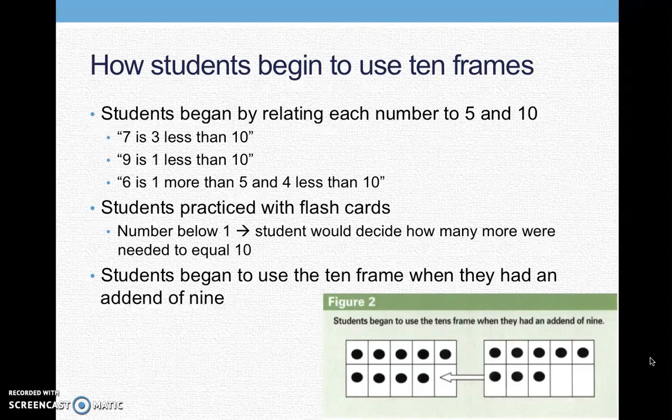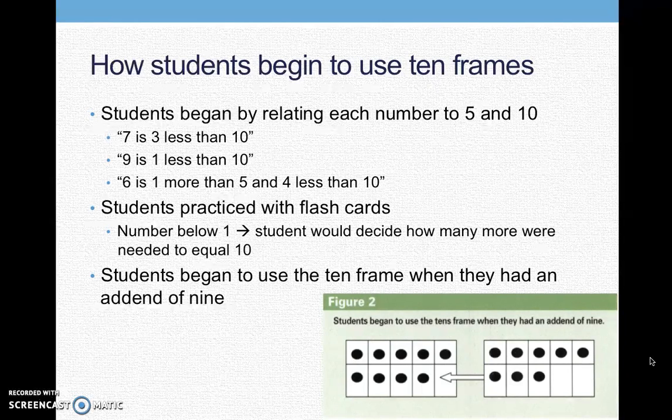So how do students begin to use 10 frames? Students begin by relating each number to 5 and 10. For example, 7 is 3 less than 10. 9 is 1 less than 10. 6 is 1 more than 5, and 4 less than 10. So it is good to use relation to the number 5 to give the students an idea that, okay, I got 5, so I'm on my second row, but I'm not quite filled up with the second row. So how many more do I need to fill in the second row?